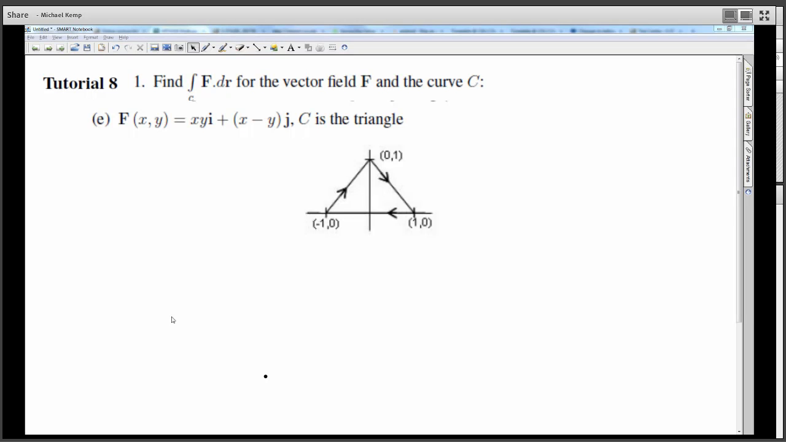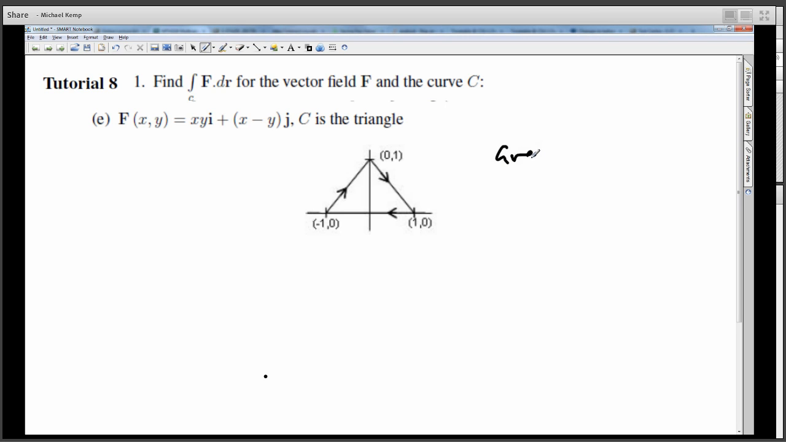Hi, this is a short video looking at tutorial 8, question 1e. What we have is a vector line integral around a triangle, as shown in the picture here, and it's going around clockwise. The first thing I would do for any vector line integral is check if the curve is closed, and it is. When it is closed, we can appeal to one of the great theorems called Green's theorem. So Green's theorem is definitely the way to go.